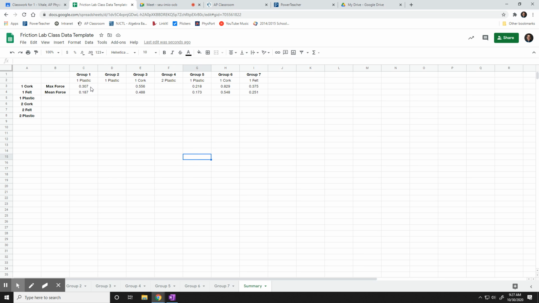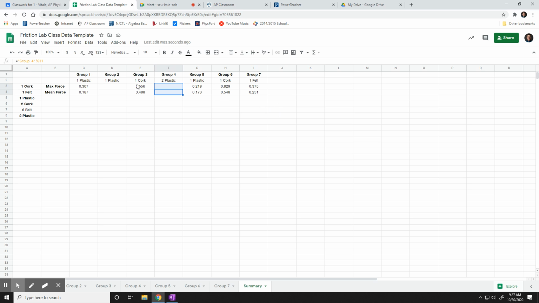So here's the data that we collected. So we have one plastic, which you guys got similar data to. So we have 0.187 for the mean force and 0.173. That's pretty close. And then the max is 0.307 and 0.2. That's not as close, but that's still pretty good. And then we have one cork here, which these are kind of close, although this one right here is pretty big compared to that one. And then we have only one group that did felt. And unfortunately, no one did two plastics, so we could not see whether or not surface area was a factor in this.